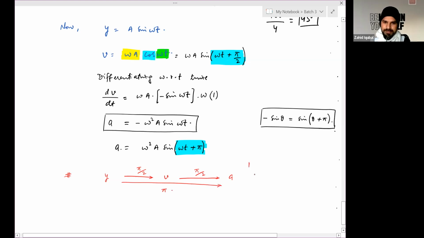So this is the relation between phase for displacement, velocity, and acceleration.